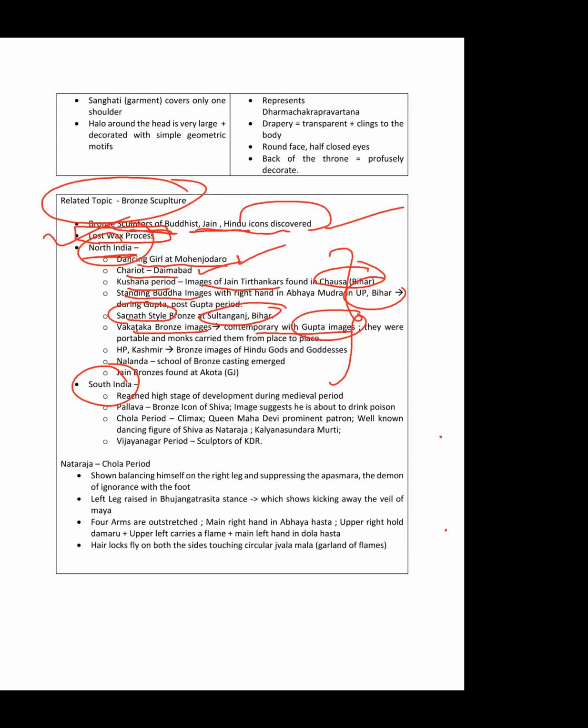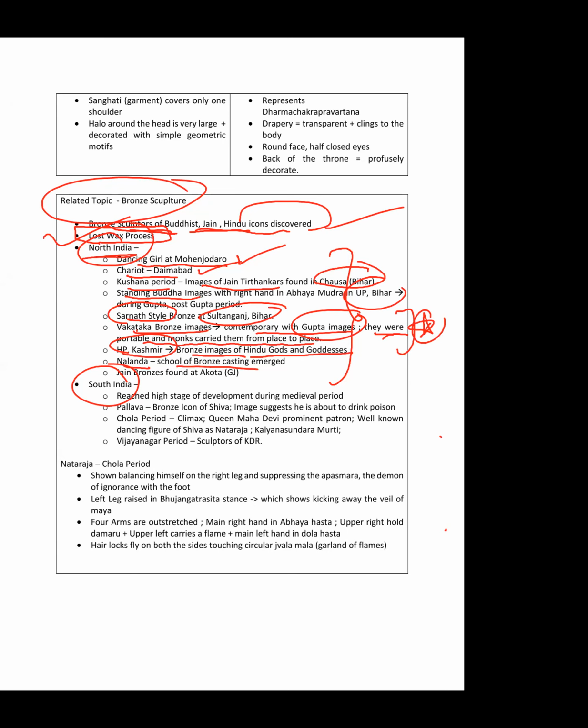So you know that during the Gupta period as well, bronze sculpture was made, right? This point is easy to remember: they were portable and monks carried them from place to place, right? In Himachal Pradesh and Kashmir, bronze images of Hindu gods and goddesses have been found because the Hindu religion was prominent in that region, right?